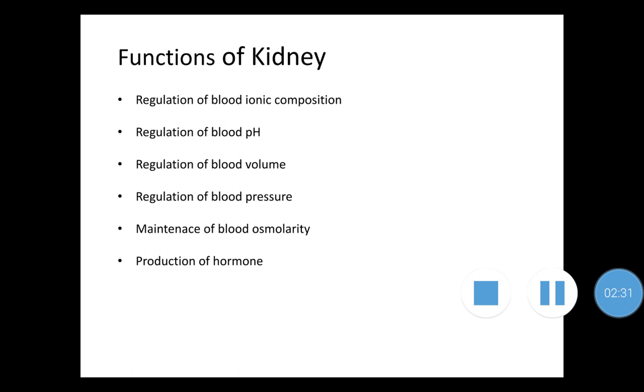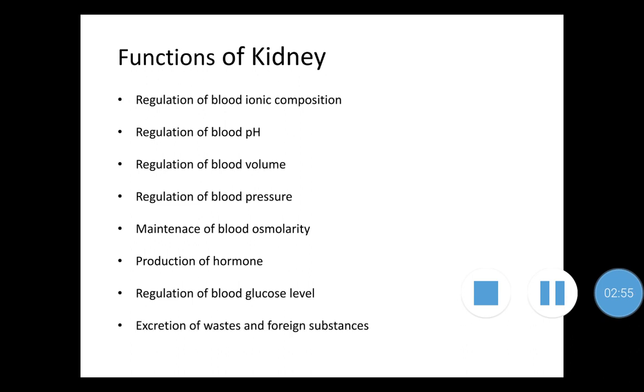Calcitriol is the active form of the vitamin D, which helps to regulate calcium homeostasis, and the erythropoietin stimulates the production of the RBCs. Then regulation of the blood glucose level. Like the liver, kidney also secretes the glucose in the blood and it maintains the glucose level.